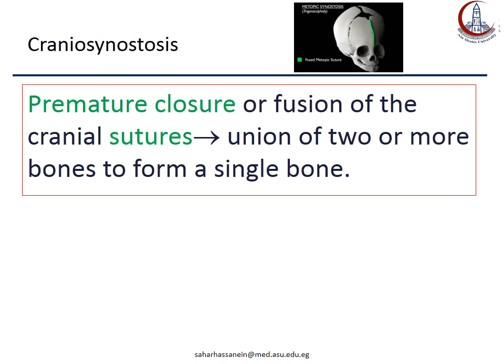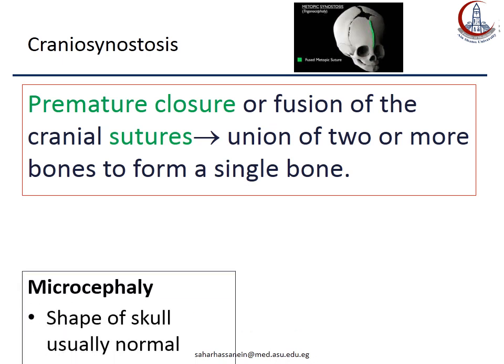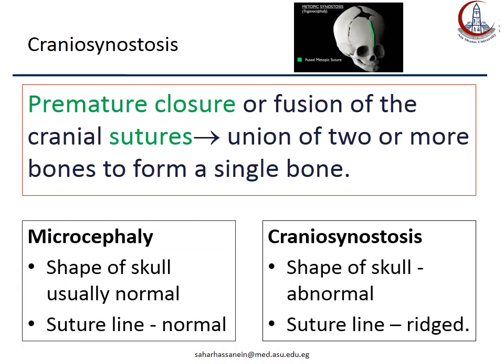Craniosynostosis is premature closure or fusion of the cranial sutures, leading to union of two or more bones to form a single bone. What is the difference between microcephaly and craniosynostosis? In microcephaly, the shape of the skull is usually normal, and the suture line will be felt normal. In craniosynostosis, the shape of the skull is usually abnormal, and the suture line will be rigid.